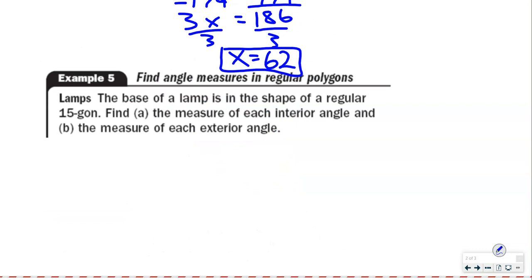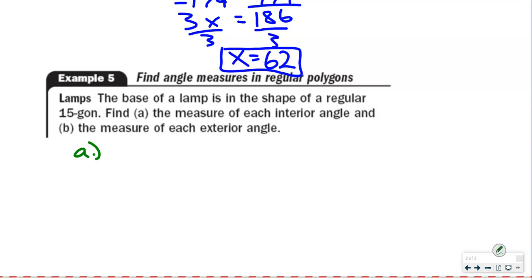All right, last example. We're going to find angle measures in a regular polygon. Remember, a regular polygon means all angles and all sides are congruent. All angles are congruent, all sides are congruent. So this is talking about a lamp base. The lamp base of a lamp is in the shape of a regular 15-gon. So 15-sided figure. We need to find A, the measure of each interior angle, and B, the measure of each exterior angle. So let's first look at A.